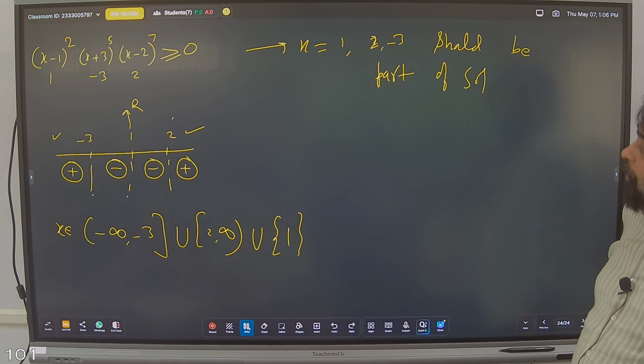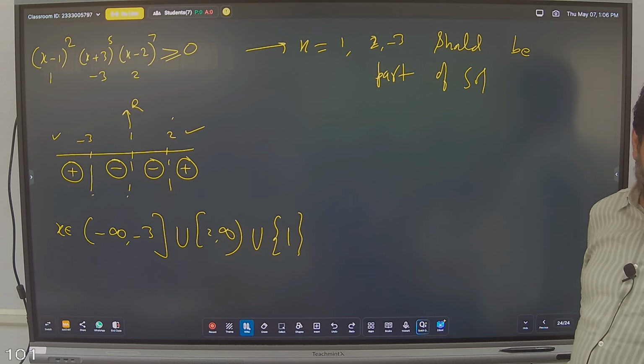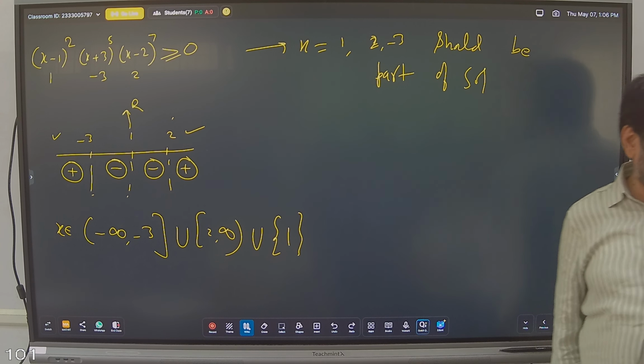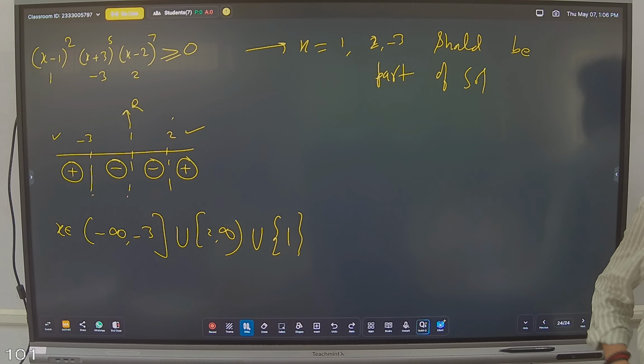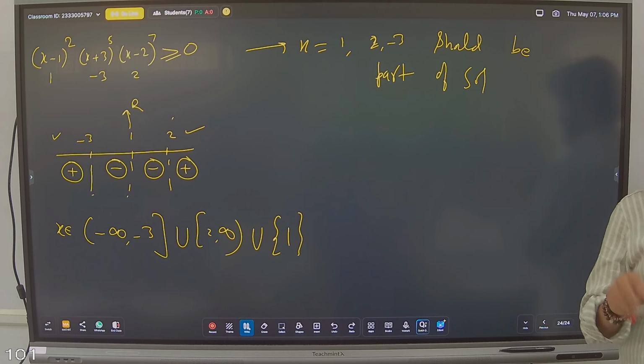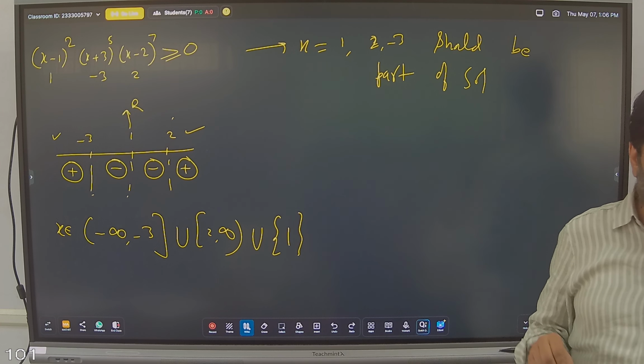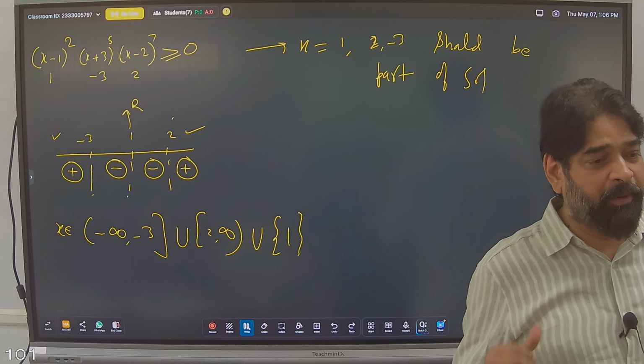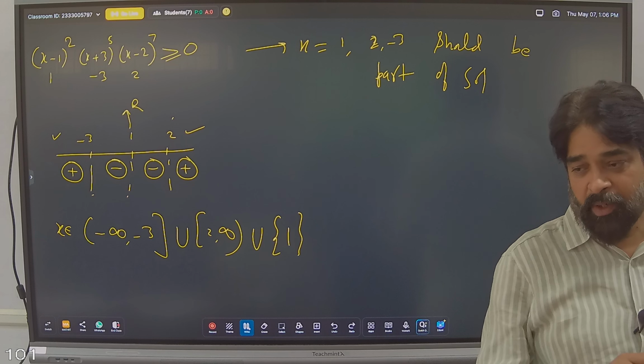We'll be doing it tomorrow. Today you will have the worksheet on polynomial inequalities. Around 50 questions are there. All of you bring the worksheet and notebook. Now you don't have to submit it, you have to solve it, and in the next class we'll discuss all the questions of the worksheet.